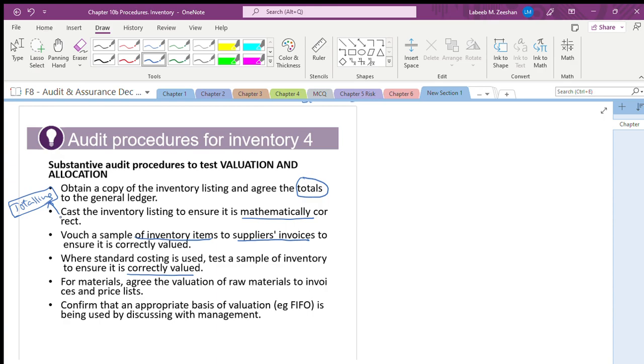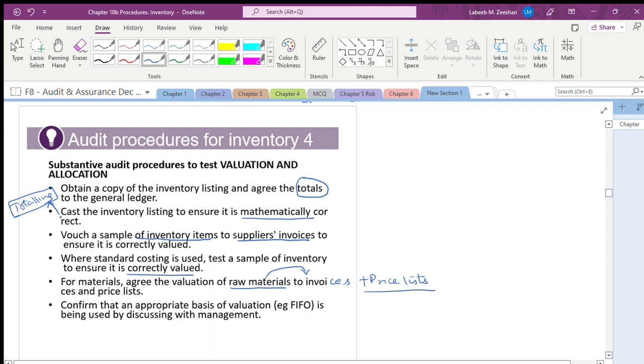Most importantly, for raw materials, agree the valuation of raw materials. Raw materials should be matched with the invoices, and raw materials should be matched with the price list.